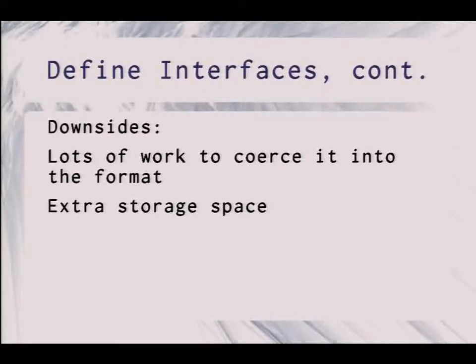But there are downsides to everything, because it's a lot of work to coerce it into the format. You parse the JSON, and then you kind of turn it into a row. And there's a trigger to update the LTree path and do other things and keep track of stuff. There's a lot of mechanisms for that. And because of that, it takes up extra storage space, because there's extra indexes and triggers and all sorts of things like that. But all in all, it works pretty well.